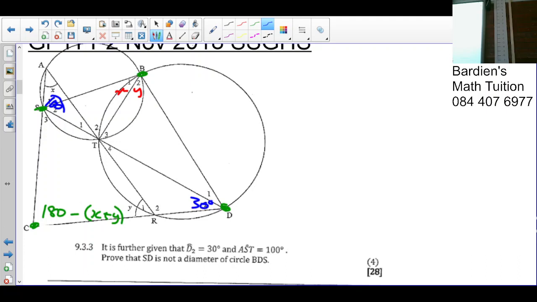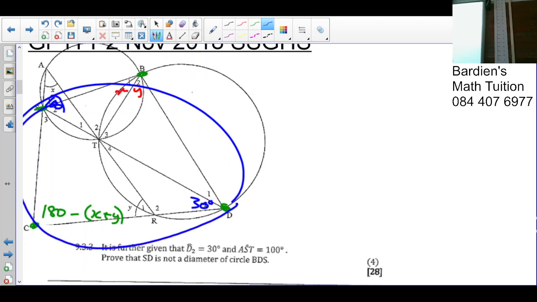SD, where is SD? Oh, yeah. So the question is, if SD was the diameter, then what can we conclude? If this was the diameter, then this angle C would have been 90. Not so. So to prove that it's not the diameter, we prove that that angle is not 90, in other words. Does it make sense?